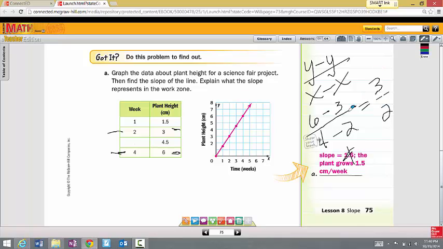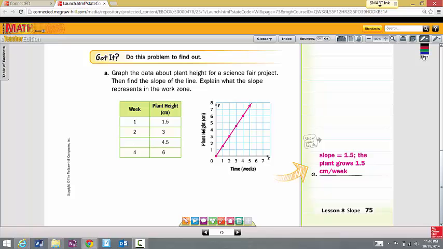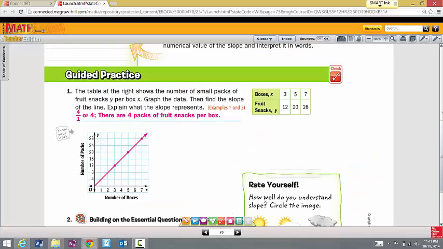Now, to explain it, you would say that for every 3 centimeters, because it's centimeters, a plant grows 3 centimeters every 2 weeks. It scribbles because if I get too close with my pen, then it scribbles. That's what happens with this surface, unfortunately. If you did that right, you can move on. If not, you should rewatch. Okay? All right, next page.